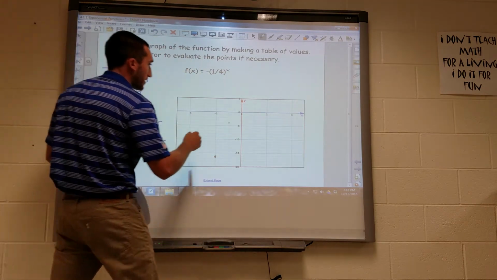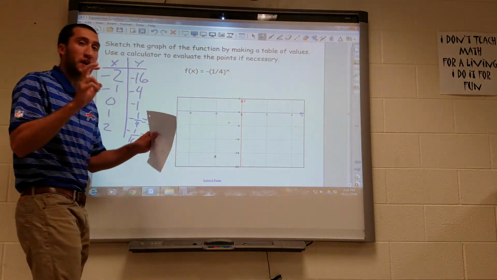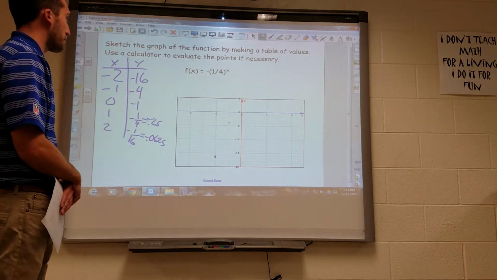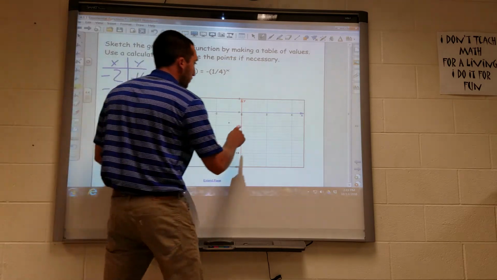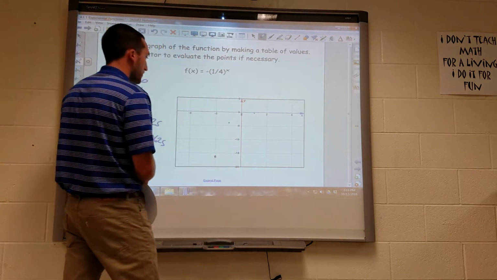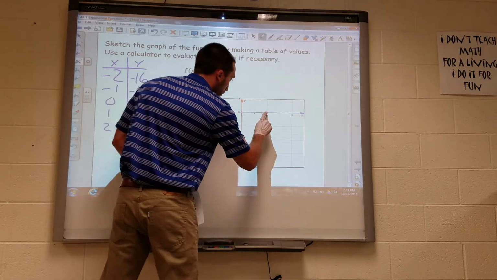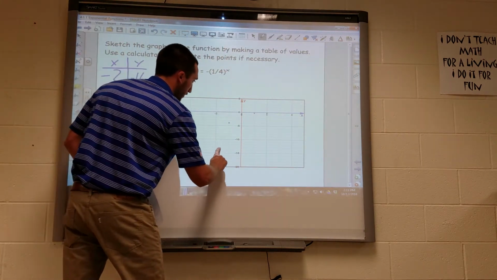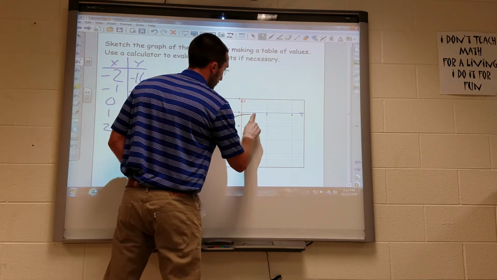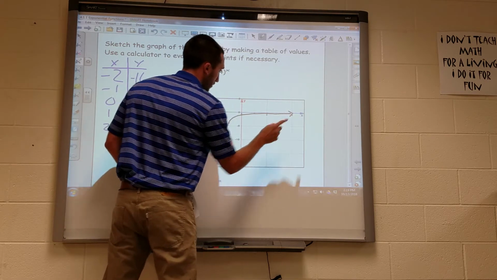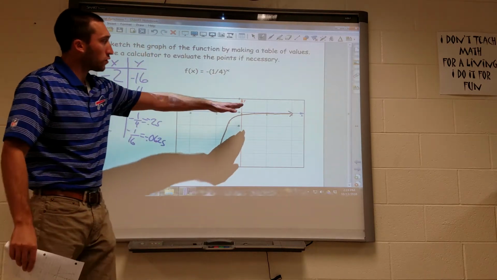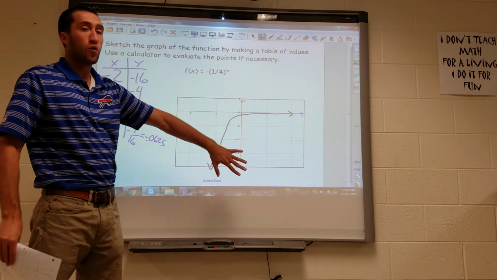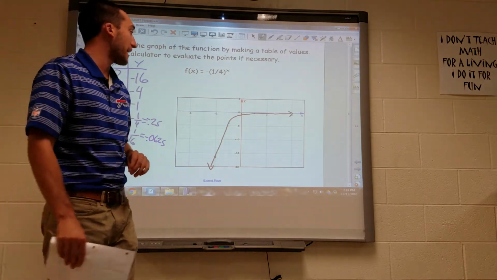At 0, I'm at -1, so that just took the typical 0, 1 and reflected it because we negated our entire function. At 1, we're at -0.25, so just below the x-axis. And then at 2, we are barely below the x-axis. So then this exponential function looks something like that. Again, we'll never cross the x-axis, but this time, since we negated our function, all of our y values are negative.